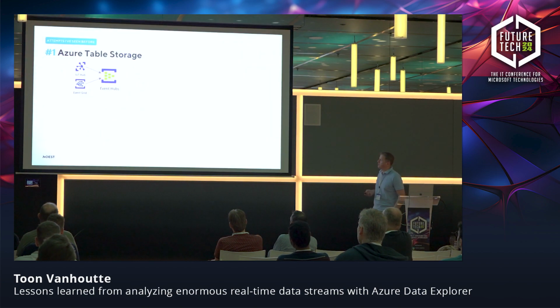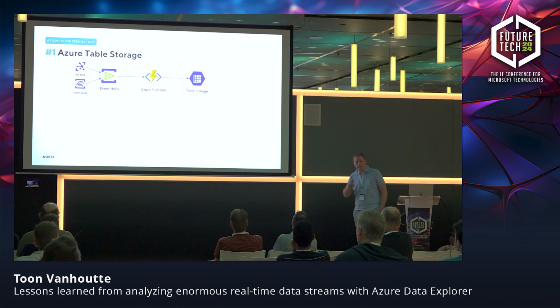And these are a few attempts that I've seen before. One customer started off with table storage. So the events were coming in on Event Hubs over there, and they had an Azure function written that stored all the telemetry data actually in Azure table storage. Table storage can handle that from an ingestion perspective, no problems at all. But from the query side, it was not, of course, optimal.